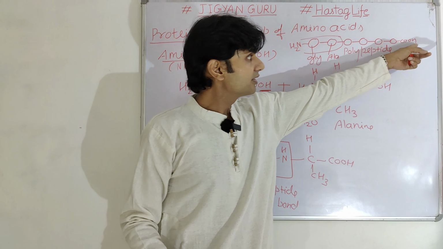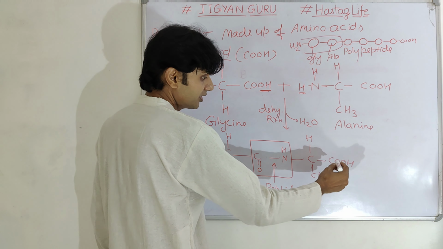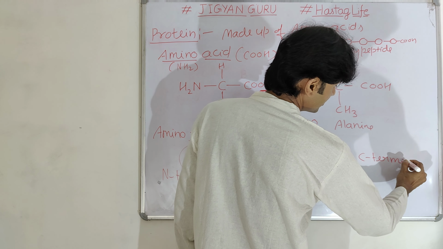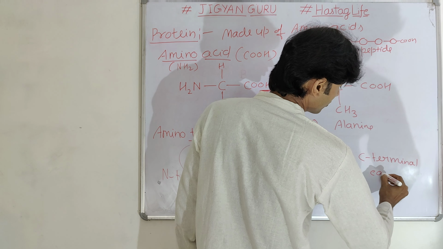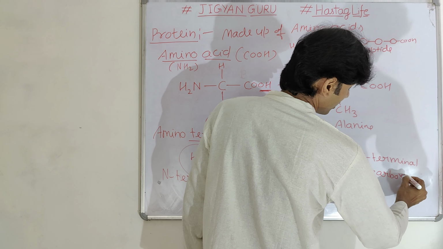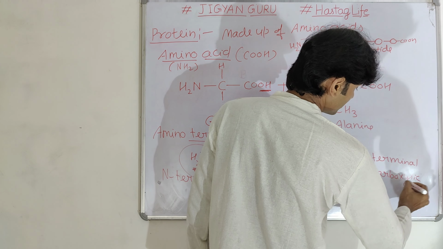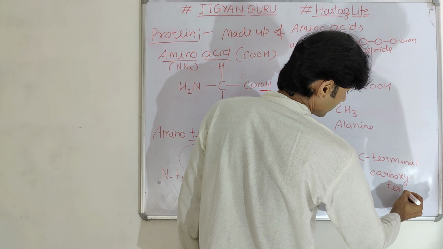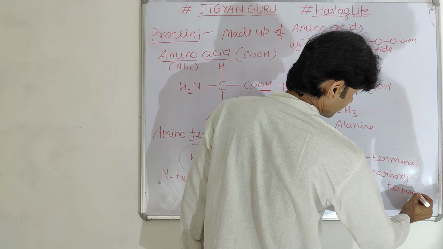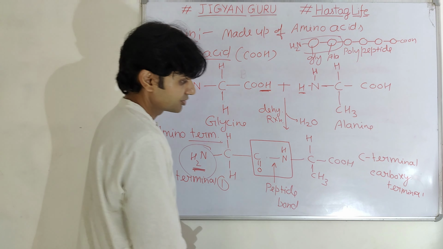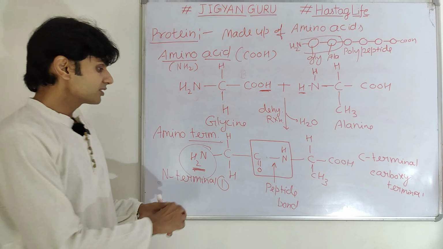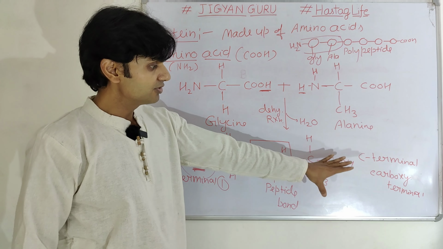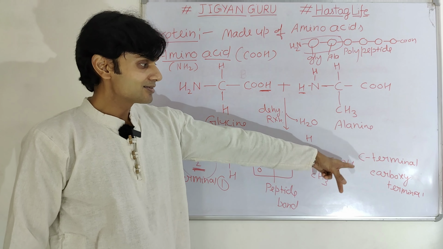And at the end where the COOH group is free, this is known as the C terminal, or carboxy terminal. So in this manner the two amino acids attach. Now if a further amino acid needs to be attached, we need to add to this C terminal.